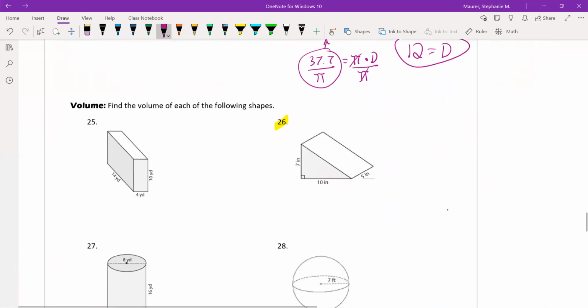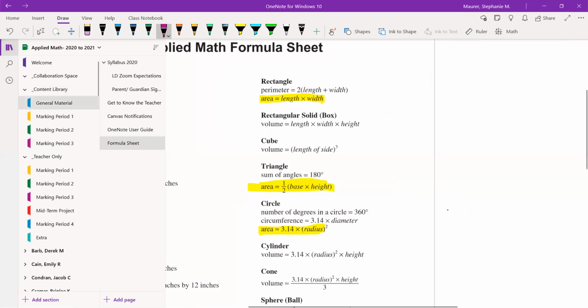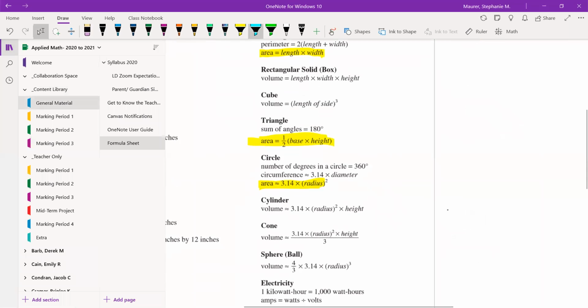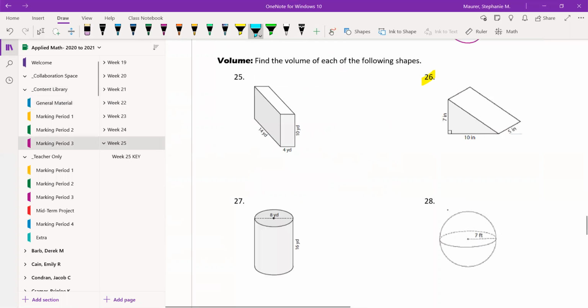And then in the last section, we have volume here. Again, reminding you guys in the volume formula that we have volumes for all of these. So we have volume of a rectangular prism or solid. The cube is the same idea, so you can just kind of ignore that. It's still length times width times height. We have the volume of a cylinder, the volume of a cone, and the volume of a sphere. So you want to be familiar with using each of those.